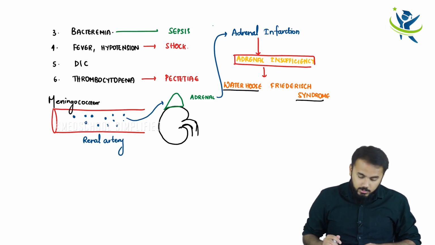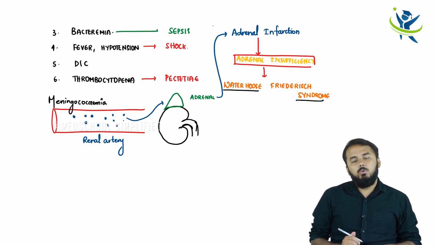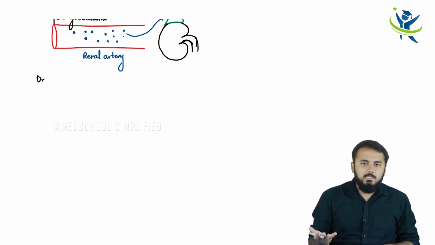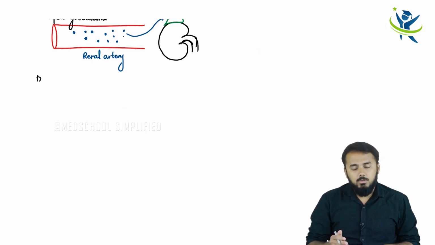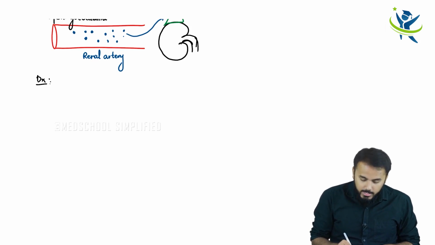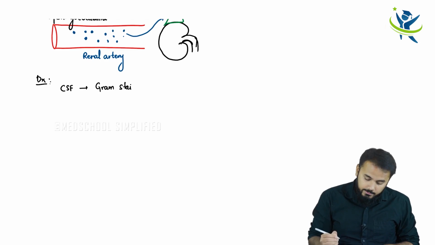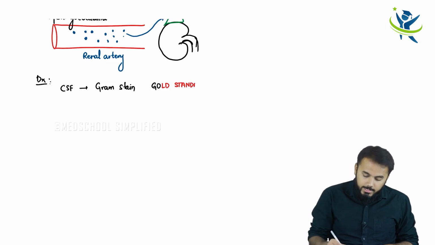So what is the diagnosis which you can do for this patient? How can you diagnose this patient? How do I do the diagnosis is, the bacteria is in the CSF obviously because it entered into the meninges and caused meningitis, right? So what I do is, I take a CSF sample and I do a gram staining. And when I do a gram staining, I will find out it is a gram negative bacteria. So this method is a gold standard. This is a gold standard method.